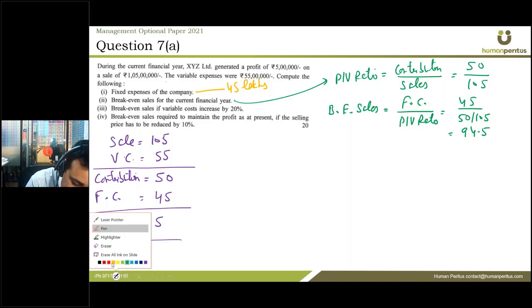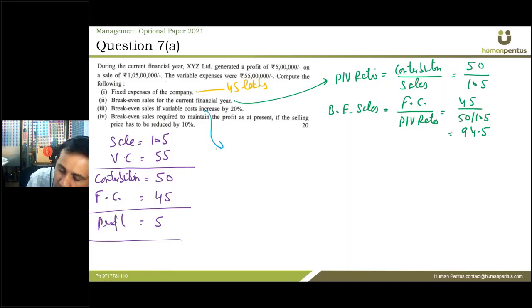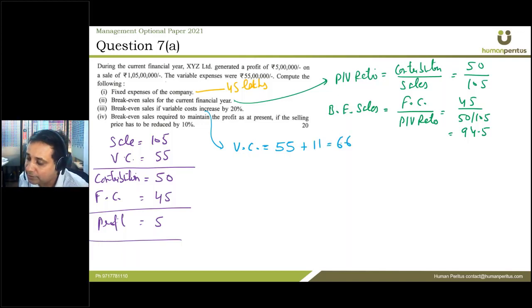Okay, let's come to part 3 now. Break even sales if variable cost increases by 20%. Okay, so guys, variable cost has increased, so now new variable cost comes out to be, earlier it was 55 variable cost plus 20% more. 20% of 55 is 11. It comes out to be 66.